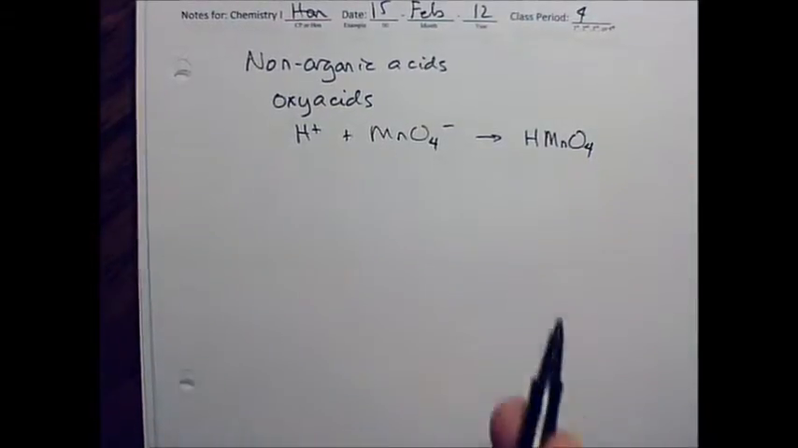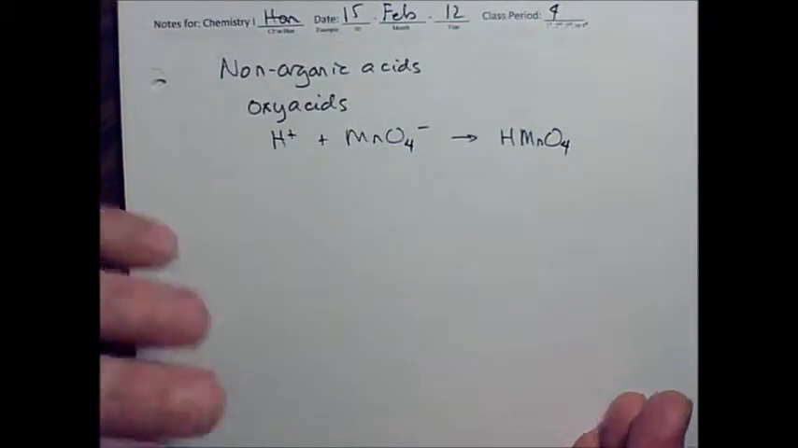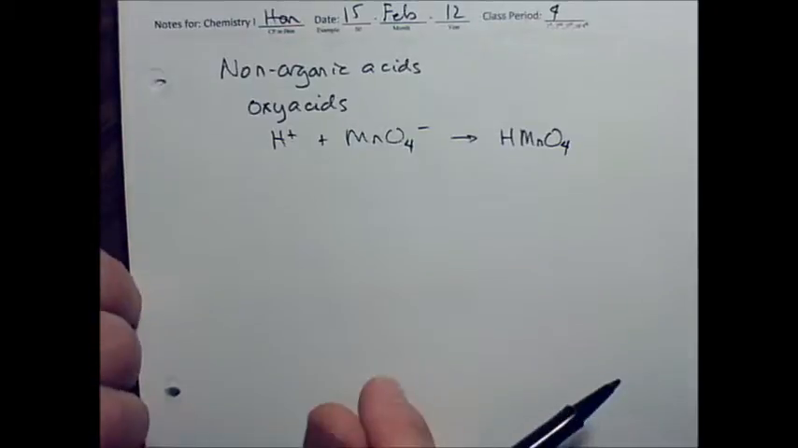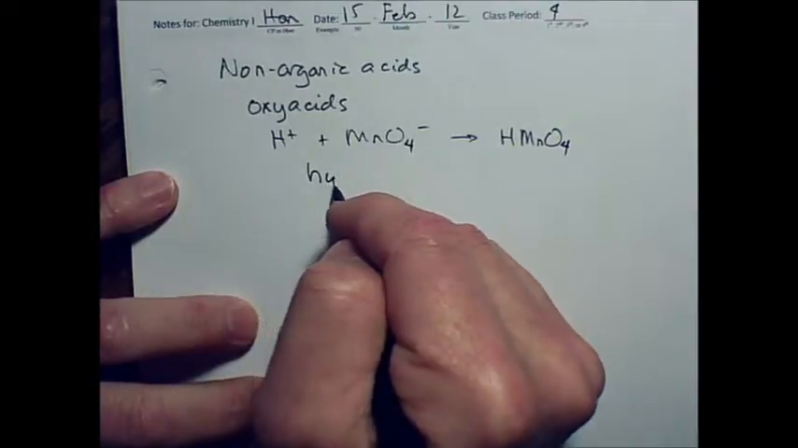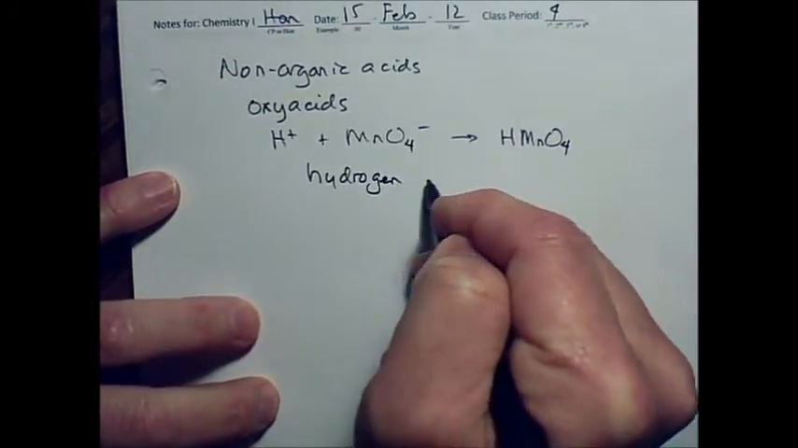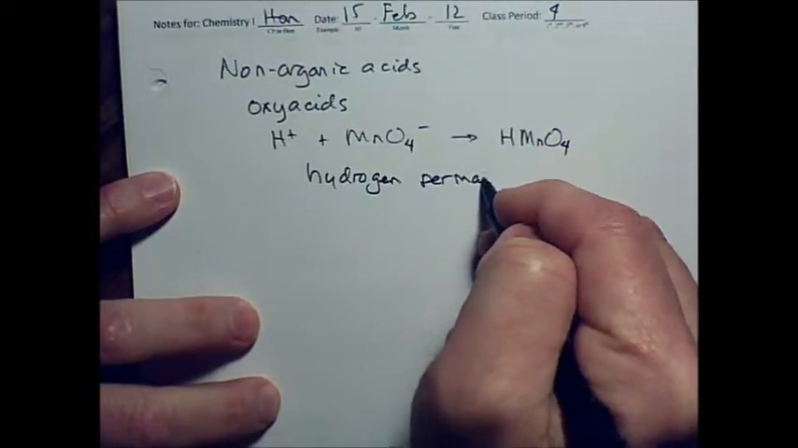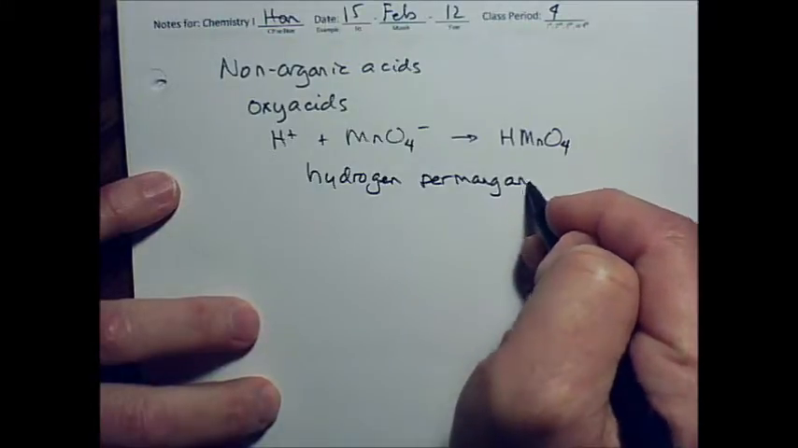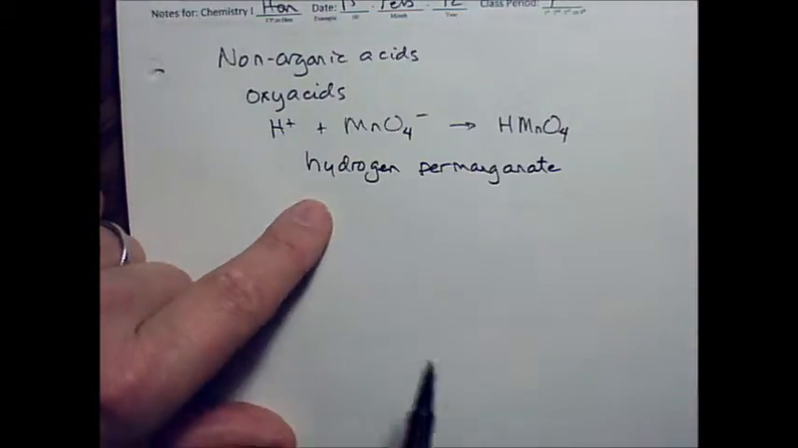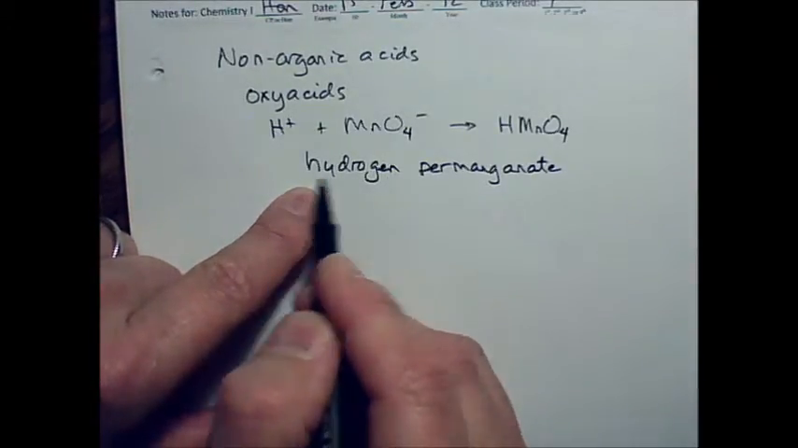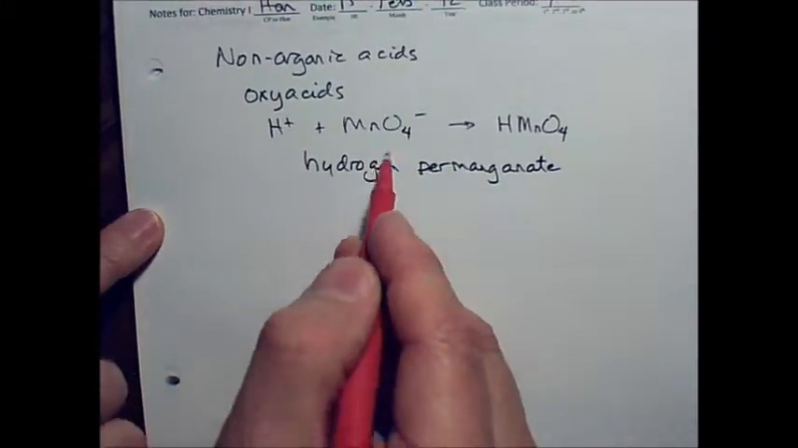Okay. So let's name this like an ionic compound. As long as it's a non-organic acid, we're going to name it like an ionic compound first. So what are we going to call this? Hydrogen permanganate. Now, with the binary acids, we changed hydrogen to just hydro. We're not going to do that for the oxyacids. For the oxyacids, we're going to get rid of the hydrogen entirely.